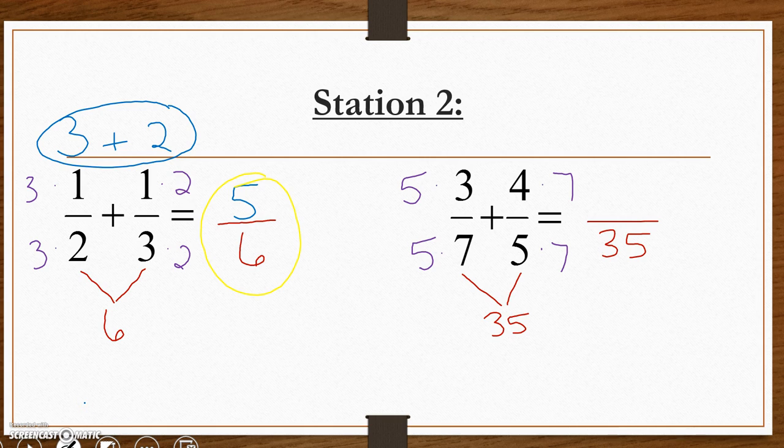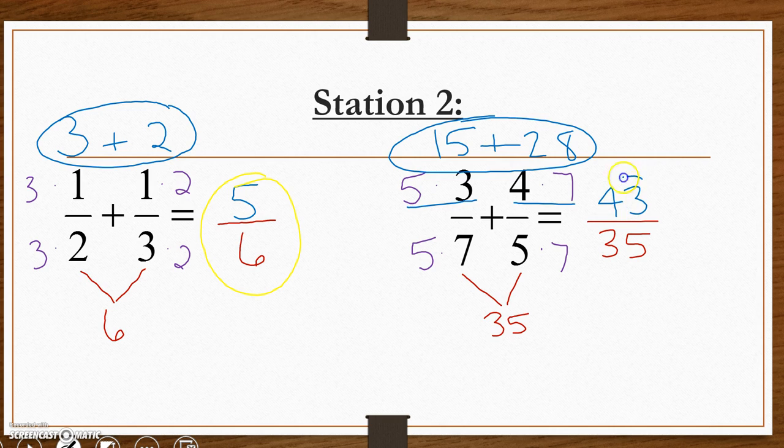So now that gives me 5 times 3 on the top of the first fraction is 15. And 4 times 7 is 28. So then I have to add those together. 15 plus 28 is 43. So my final answer is 43 over 35.